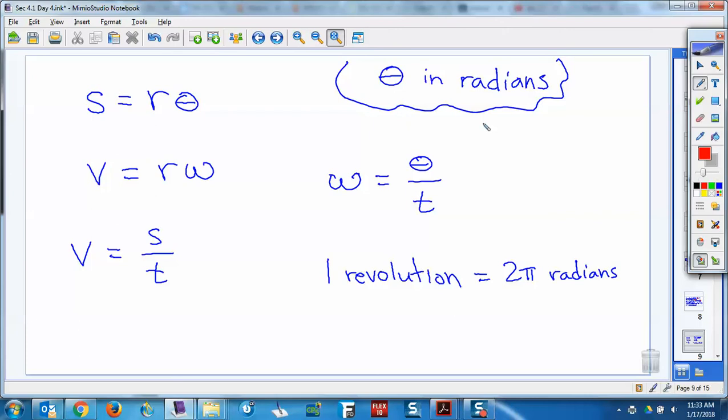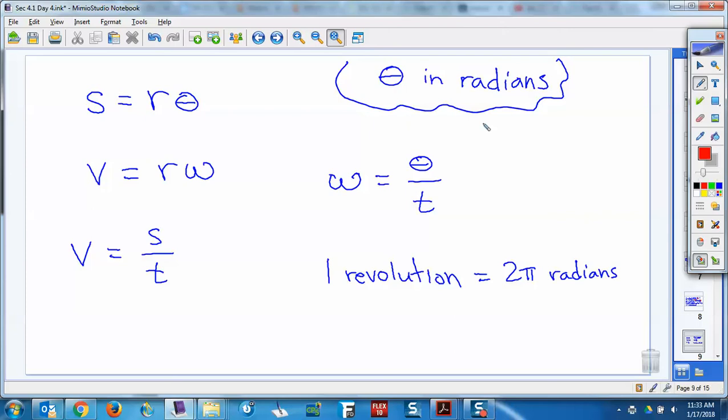Now, by definition, as I told you on that other page, linear velocity is always a distance over time. So it's S, our arc length, over time. And angular velocity is always an angle over time. That's just, by definition, what those two things are. We've had this one before. So this one is a combination of this and this.